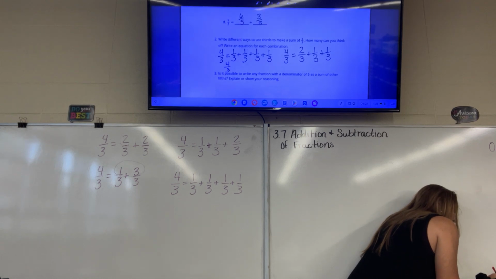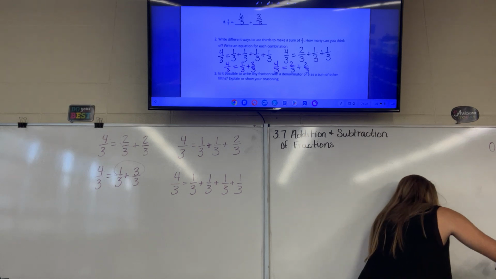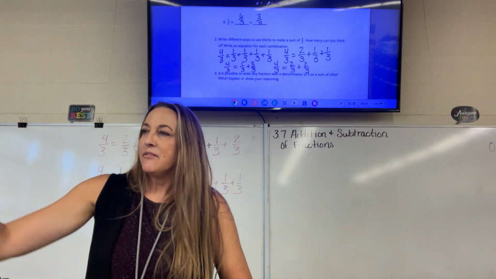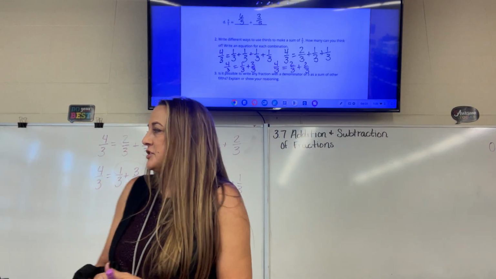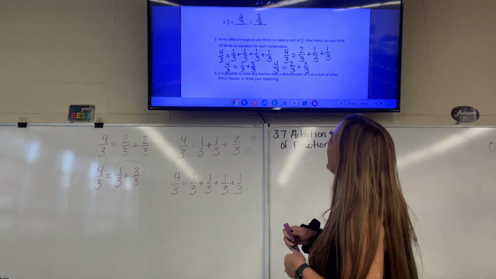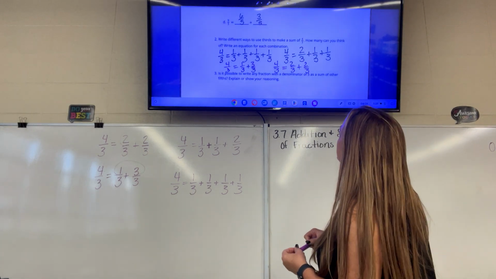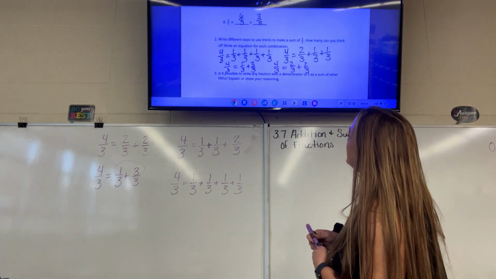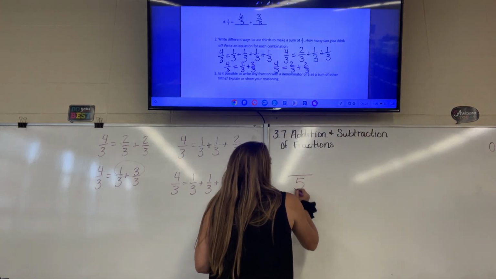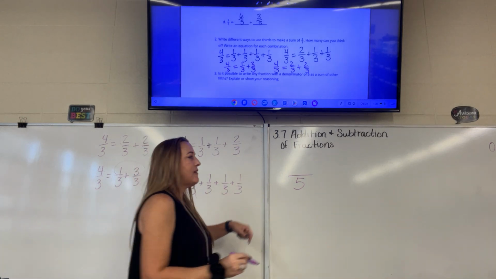4/3 equals 1/3 plus 3/3. And then you can also do 4/3 equals 2/3 plus 2/3. Okay, so all we're doing is making different combinations of 4, and they have a 3 on the bottom. So, the last question says, is it possible to write any fraction with a denominator of 5 as the sum of other fifths? Explain. So, in other words, we've got a denominator of 5.